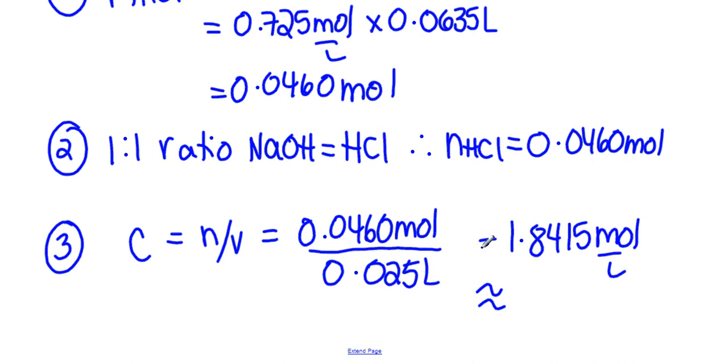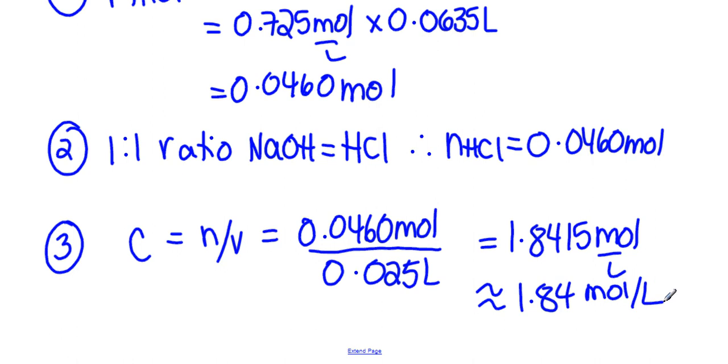And then we get 1.8415 moles per liter. And then make sure we round to significant digits. So for this one, we need 3 significant digits. So we get 0.184 moles per liter.